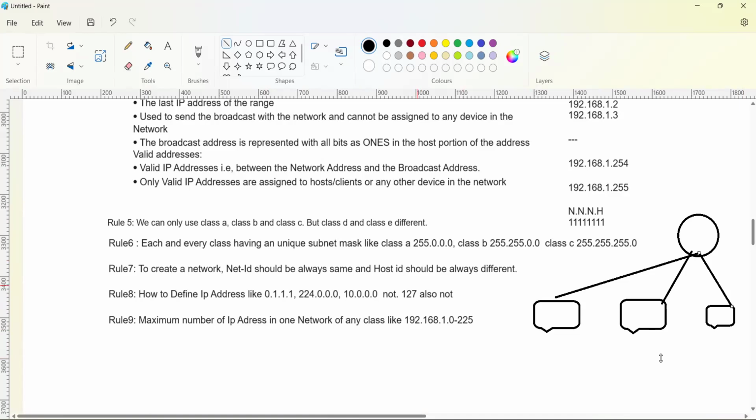If your NIC card is faulty, you can check with the help of 127.0.0.0. Just go to your command prompt and ping 127.1.1.1. It will definitely ping. If it is not pinging, then your NIC card is faulty. So we cannot assign these IP addresses.